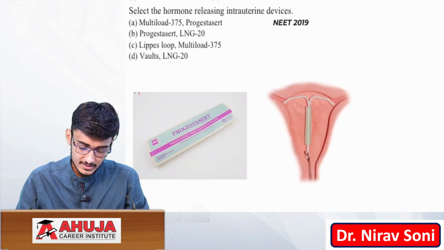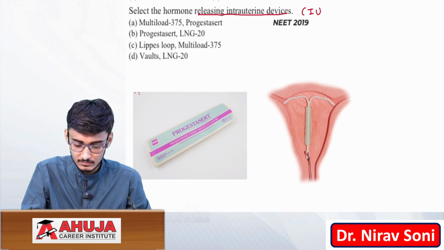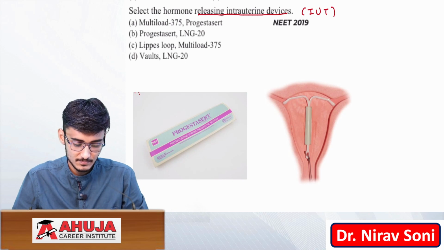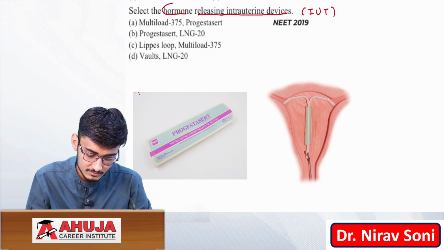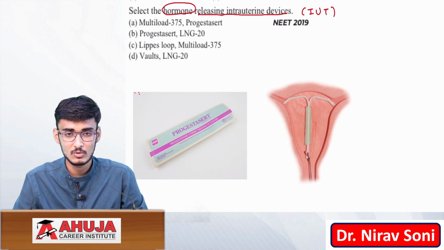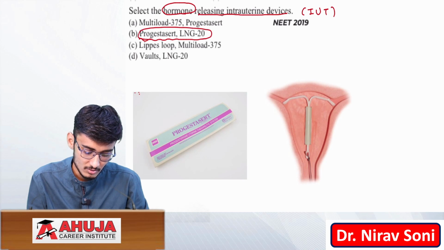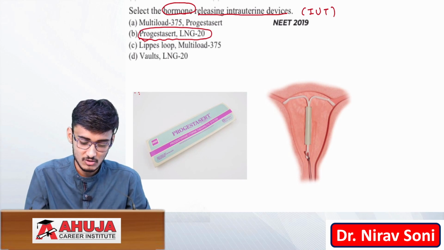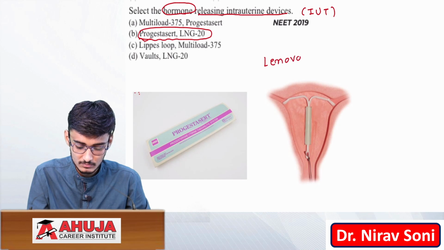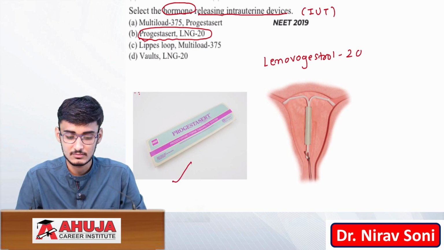Second MCQ. Select the hormone releasing intrauterine device. This is called IUD, intrauterine device. Hormone releasing. Classify the IUD. There are three types of IUD: non-medicated, medicated and hormonal IUD. Hormonal IUD contains progestasert and LNG20. What is the full form of LNG20? This is called levonorgestrel. You can see the figure, progestasert inserted in the uterus.